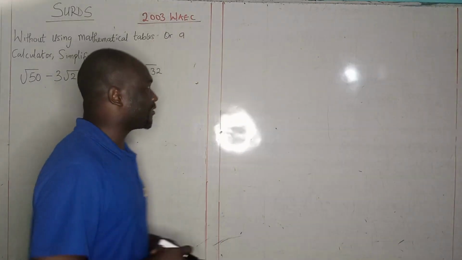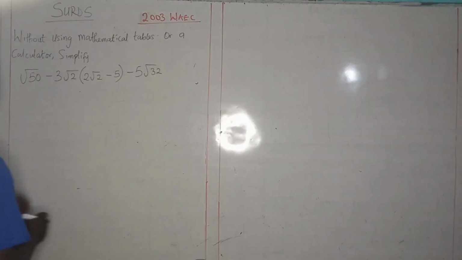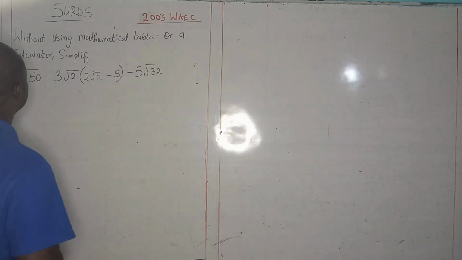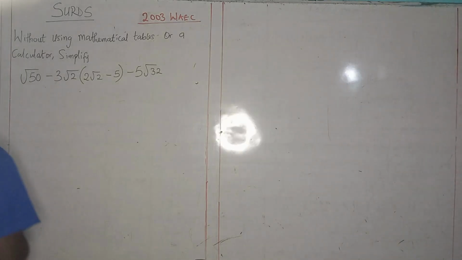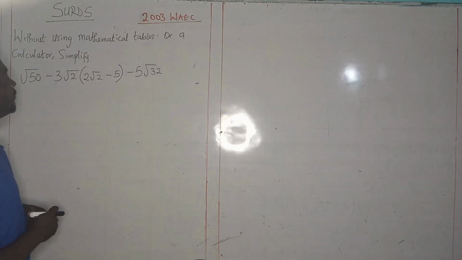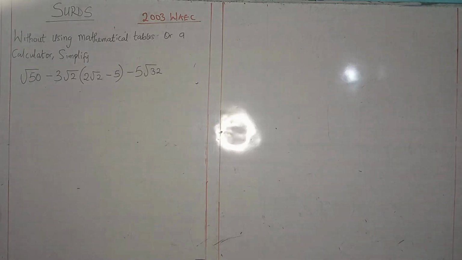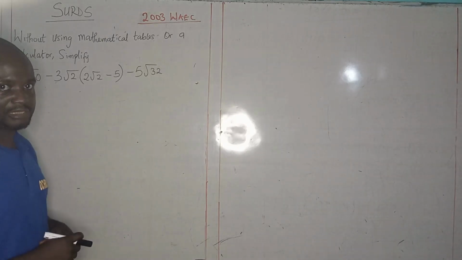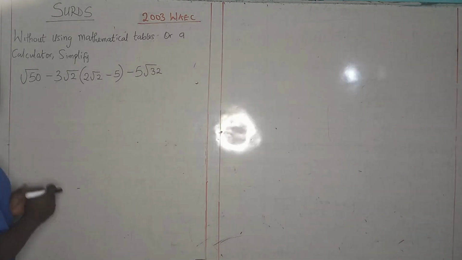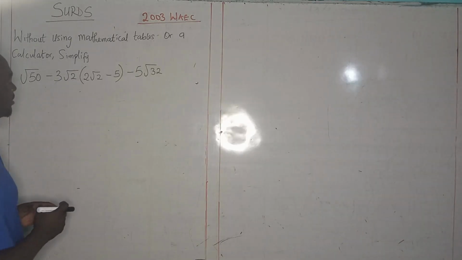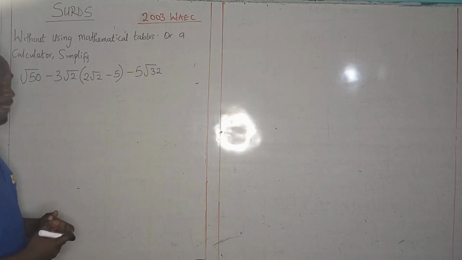in WAEC. The question says, without using mathematical tables or a calculator, simplify root 50 minus 3 root 2 into bracket 2 root 2 minus 5 minus 5 root 32. Now, solving this question is not hard. All you need to do is look for numbers that have square roots.